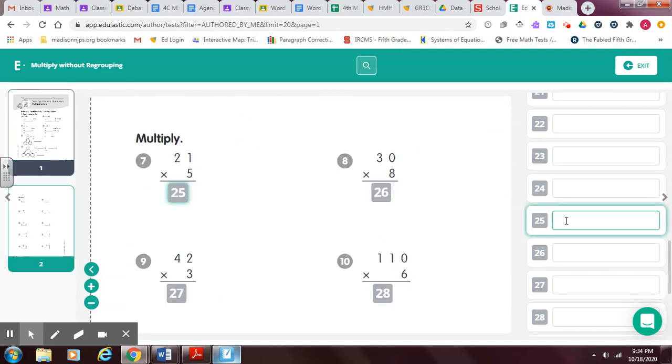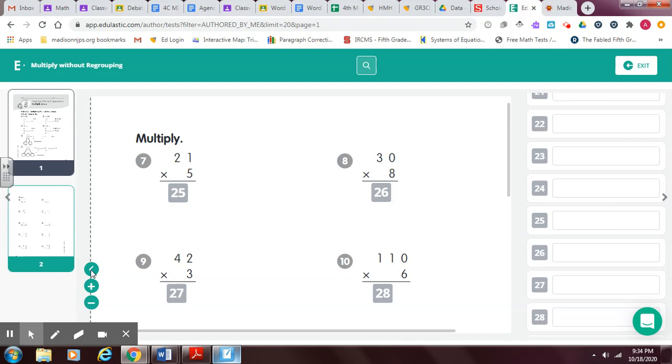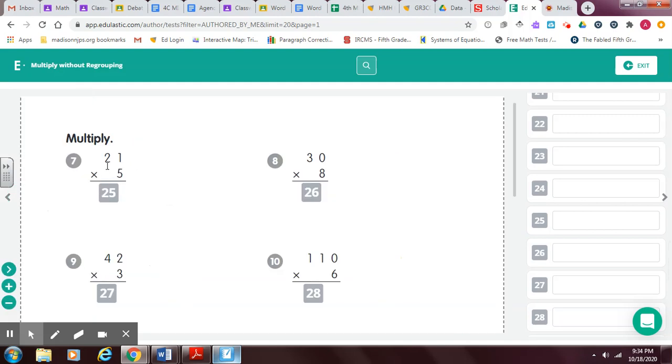So if I click in the box for 25, it might turn the page for me. If I'm over here on my arrow, I can just click on the second page as well, and it will ask me 21 times 5. And I might have to write this out on a separate piece of paper and multiply 21 times 5.